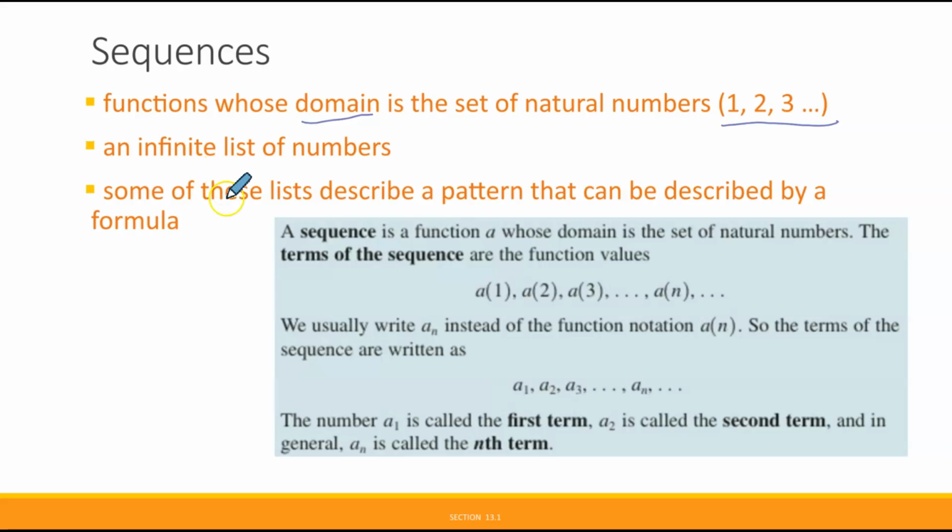Some of these lists can be described as a pattern or formula, and we'll look at practicing that a little bit later. So we're going to plug in 1, we're going to plug in 2, we're going to plug in 3. If I can describe the sequence as a formula, we can describe it as a sub n. The first term, a sub 1, the second term, a sub 2, third term, a sub 3, nth term, a sub n.